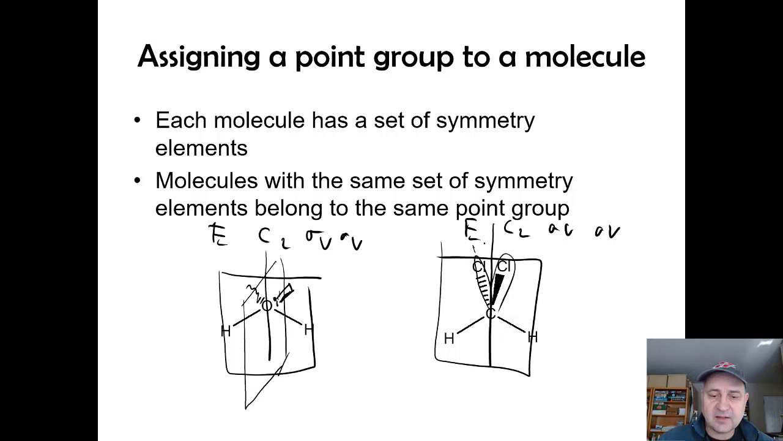And if that's the case, then they're in the same point group because they have the same symmetry.